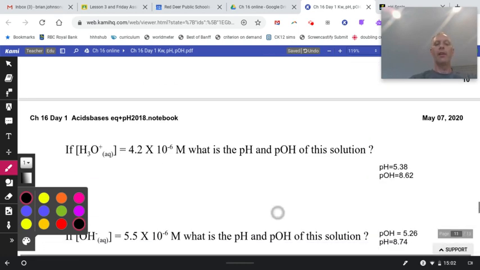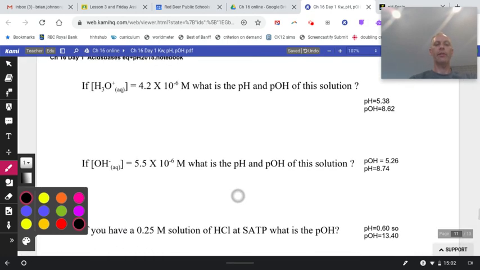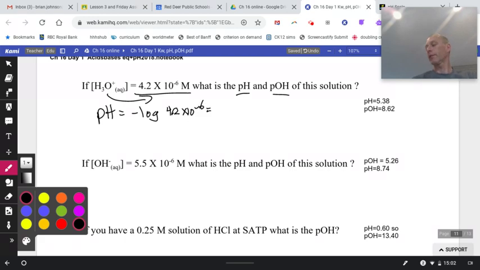Okay. All right, let's try a few more holistic examples here where you do a little bit more. So we've got concentration of hydronium. We need to find out pH and pOH. So since it's hydronium, I would do pH first. pH is negative log of concentration of hydronium, 4.2 times 10 to the negative 6, which works out to be 5.38. Okay, sig digs. 2 digits in that normal concentration, 2 decimal places in my pH.